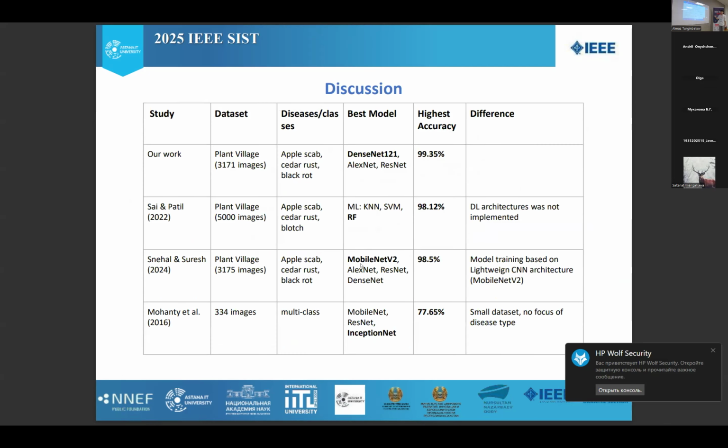In this table, there is a comparison of our work with other similar works, and as you can see, our work got the highest accuracy. The reasons for that can be, first of all, we focus on deep CNN architecture, while others emphasize wide-way CNNs. Also, our dataset is more balanced. And comparing with Sai and Patil, we use more DL architectures, which are more trending.